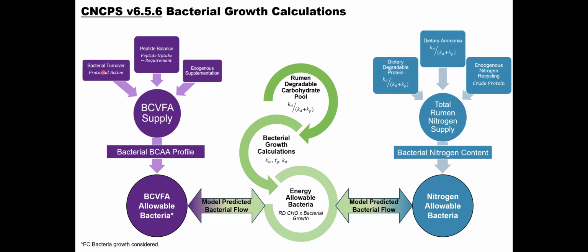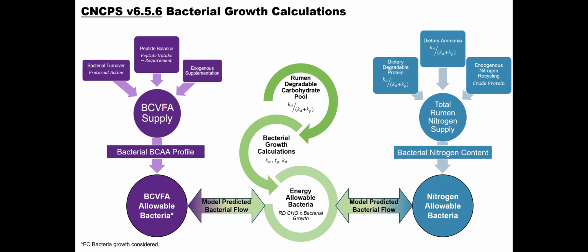Because bacteria are going to die, protozoa are going to die. They're going to purge themselves. That's going to provide some nitrogen. We're going to look at peptide balances because we have to look at the soluble true protein requirement, basically the A2 pool. And then we're going to have exogenous supplementation, and all together, that's going to give us a branch chain VFA supply.